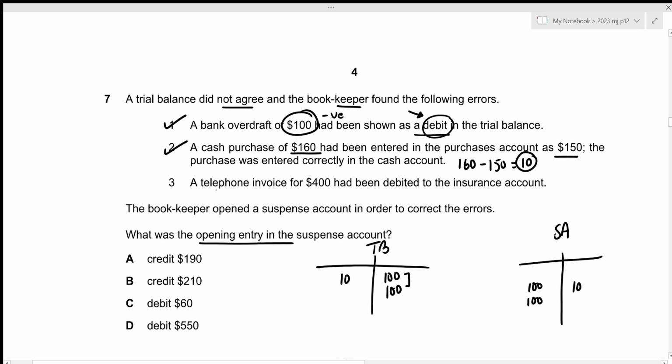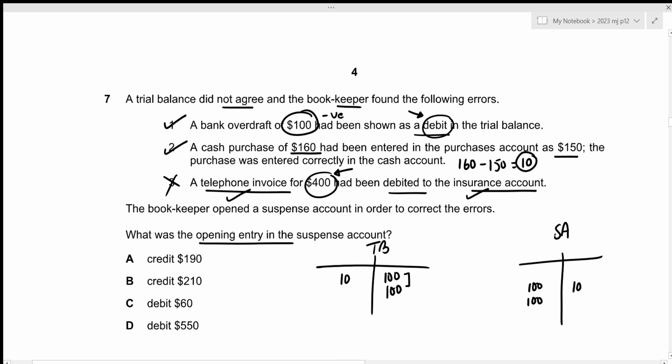Now for the third one, a telephone invoice of 400 had been debited to the insurance account. So this error will not be reflected in the trial balance because remember that both telephone invoice as well as our insurance is expenses, which means that this 400 is on the correct side, which is the debit side in case of trial balance. So we do not have to rectify this error.